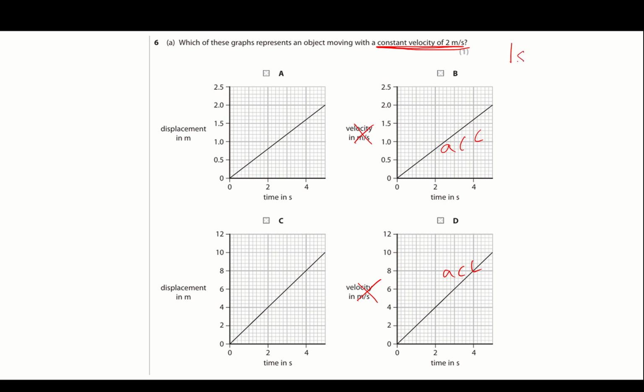So that just means in 1 second it's travelled 2 meters. So let's have a look. There's 1 second. Well, that's not travelled 2. There's 1 second. It's travelled 2. So it must be C.